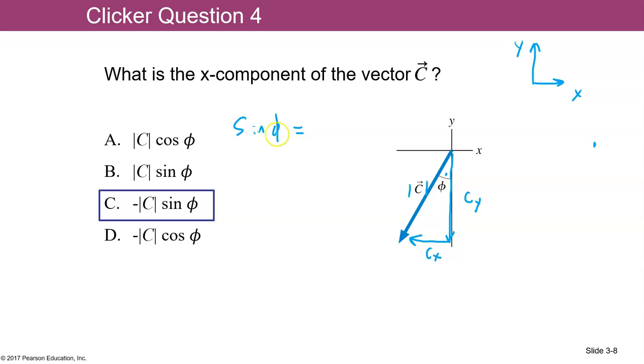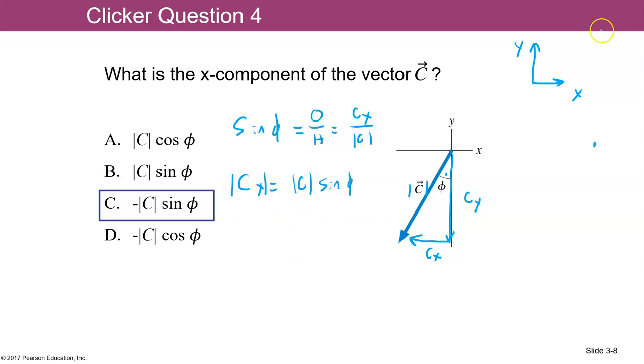And so here, to do this one, I'll say sine of phi, and that's of course SOHCAHTOA, so that's opposite over hypotenuse. And so for us, that's going to be cx over the absolute value of c. And so when I solve for cx, I get c times sine of phi. And now here's the important part: this is just the magnitude of this cx here.